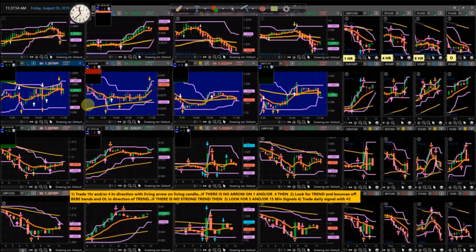Getting your risk management right means that you can actually take fewer trades and not blow your account or not end up 30, 40 pips down for the day. Trust me, I've been there, guys.